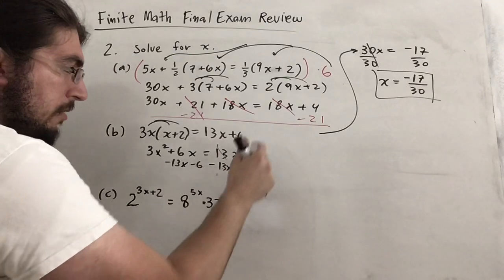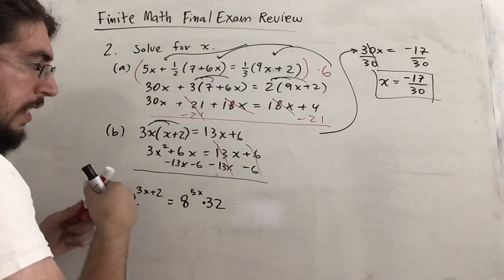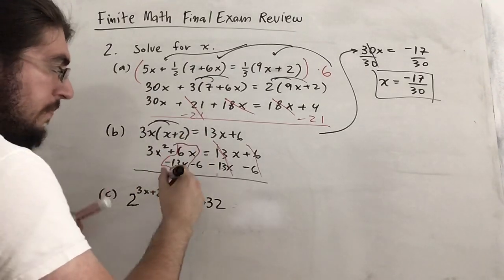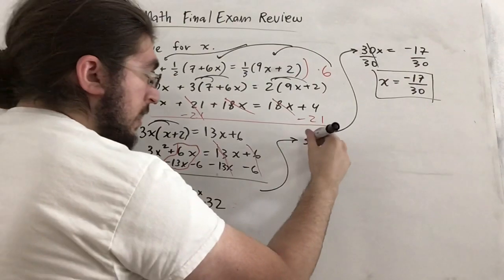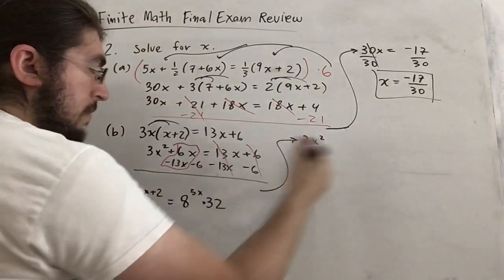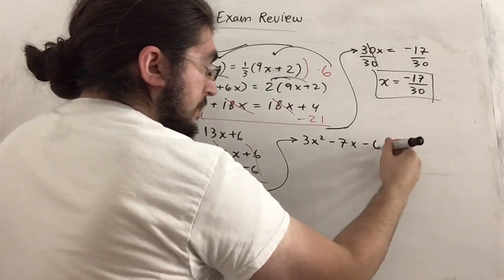So here they cancel out and we get 0. And here, these two combine to negative 7x, and let me just write that in between. And let me actually write the result over here. So we get 3x squared, there we go, minus 7x minus 6 equals 0.